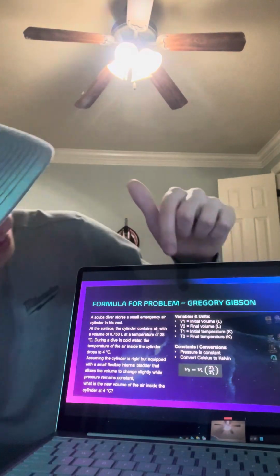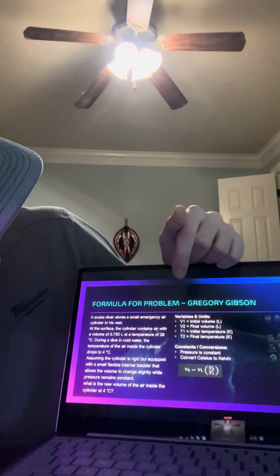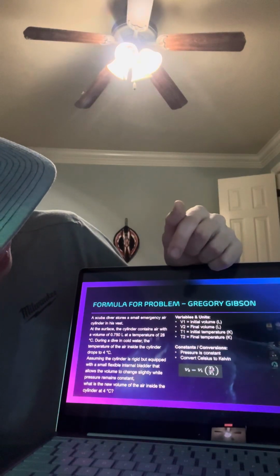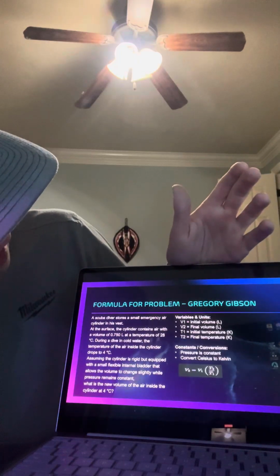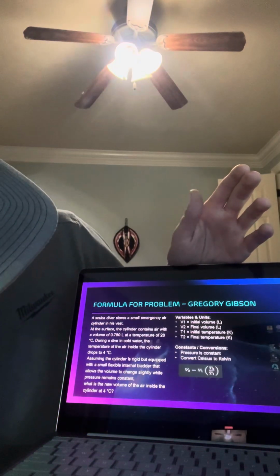This shows some of the variables in units. V1 is your initial volume, V2 is your final volume, T1 is your initial temperature, and T2 is your final temperature. Pressure is going to remain constant at all times, and you have to convert Celsius to Kelvin.